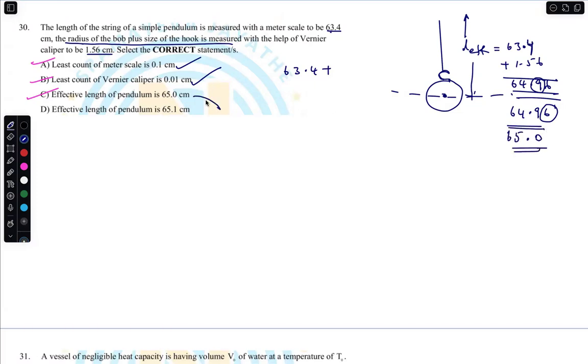So here you should follow the significant figure rule to express the answer. Right.